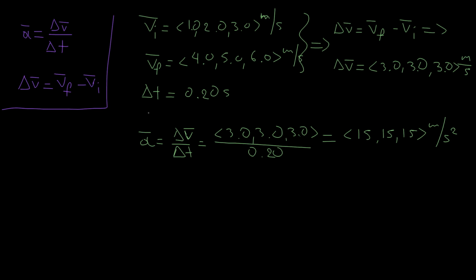So this is a simple example of how you can use algebra, if you have the two velocities, the initial and the final, and your time interval, to get an estimate for your acceleration.